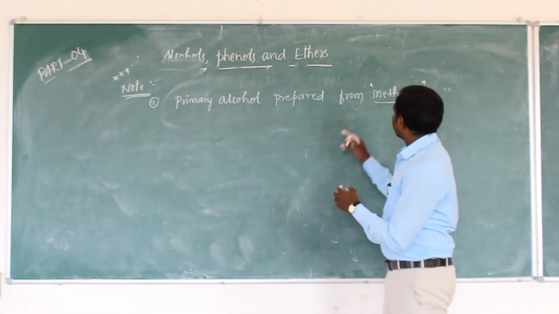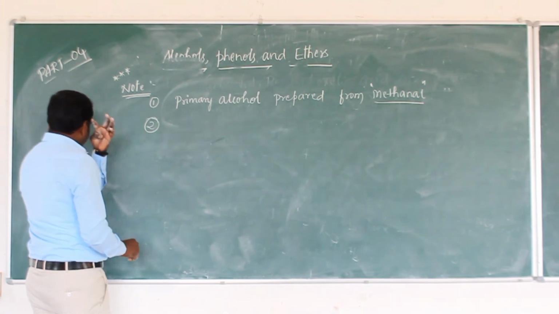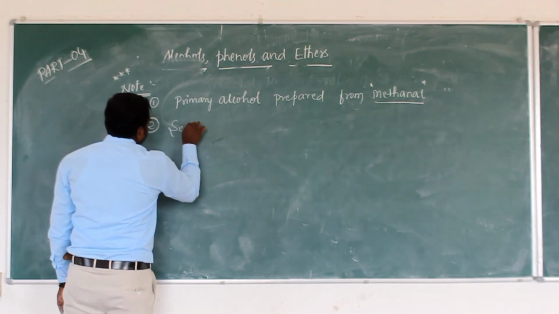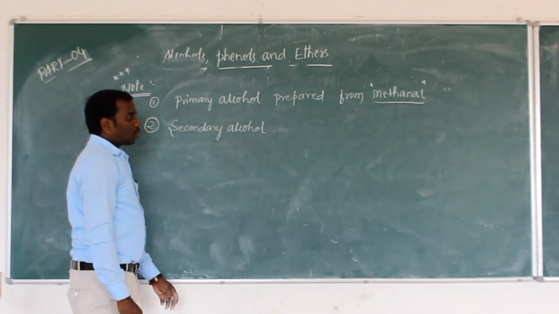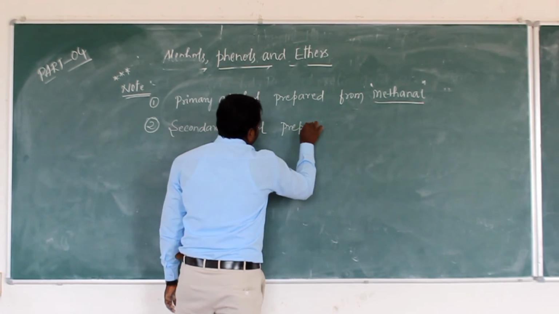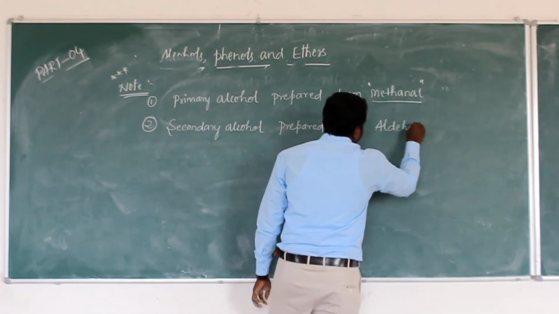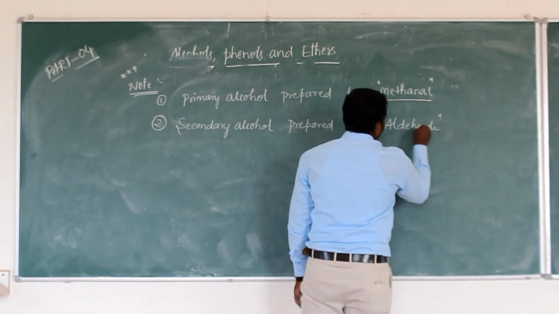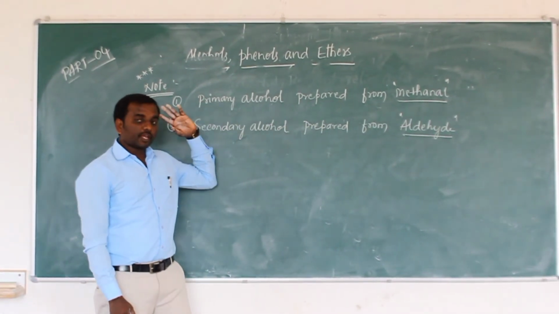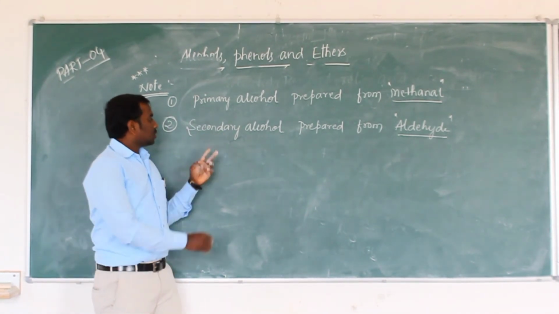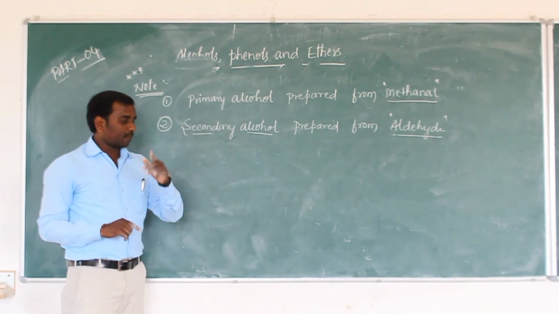Then, aldehyde, we prepare from methanol, okay? The second note is the secondary alcohol, right? The secondary alcohol is prepared from aldehyde, okay, it is very important. So how to prepare the secondary alcohol? We take acetaldehyde, so that is the secondary alcohol. We can easily prepare the secondary alcohol from acetaldehyde, right?